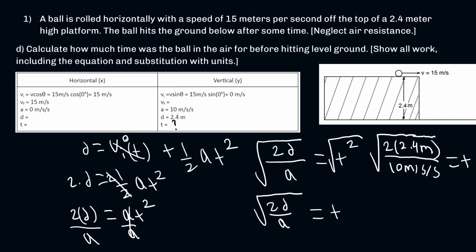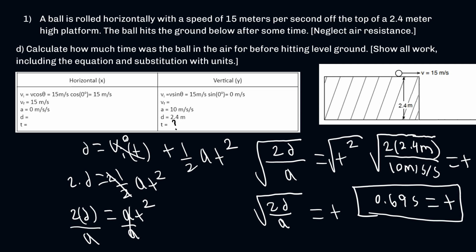So what I'm going to do is 2 times 2.4 on the top to get a number there, which is going to end up being 4.8. Divide that by 10 on the bottom, and I'll get 0.48 for inside the square root. Then take that square root and get my final time, which is going to be 0.69 seconds. So my time here is 0.69 seconds, and that is the answer for the time in which the ball was in the air before hitting level ground. So let's now move into part E.